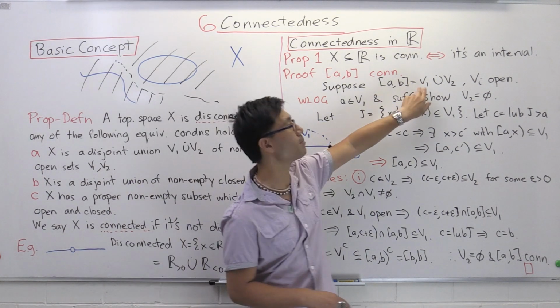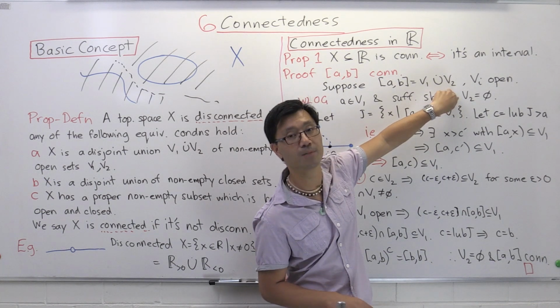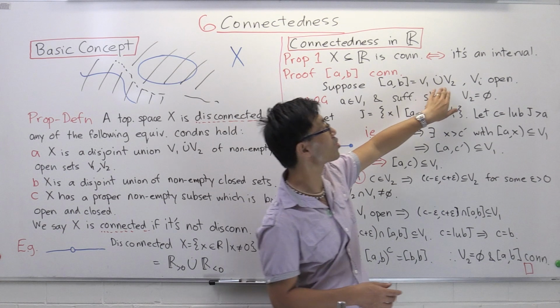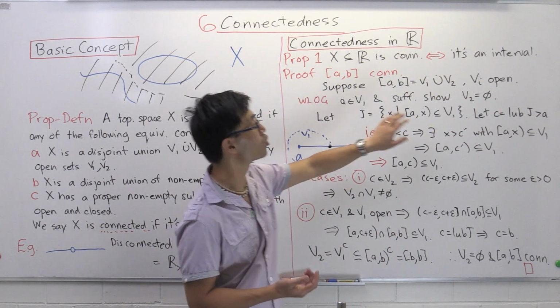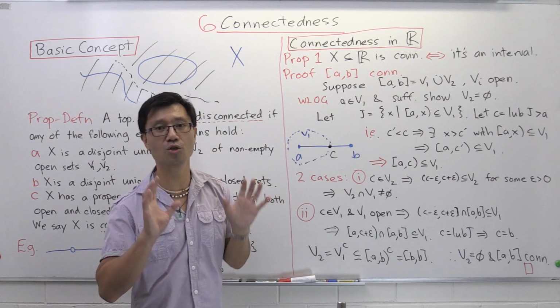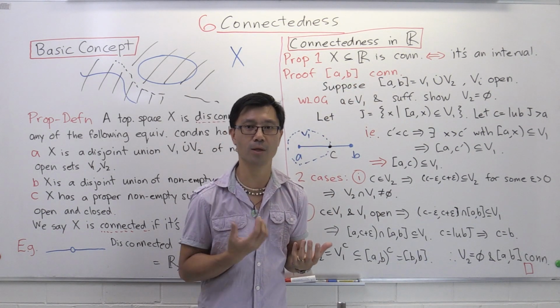So V1 is non-empty. If V2 can be chosen to be non-empty as well, then of course it's disconnected. So we want to show that actually V2 is the empty set. That's the aim of this proof, to show that V2 is empty. And this is the way we'll do it. We need to use something about the topology of the reals, so you have to have a good understanding of what the reals are first.